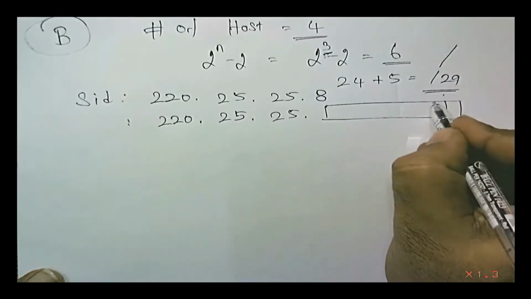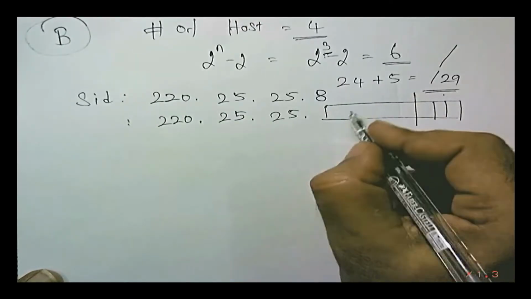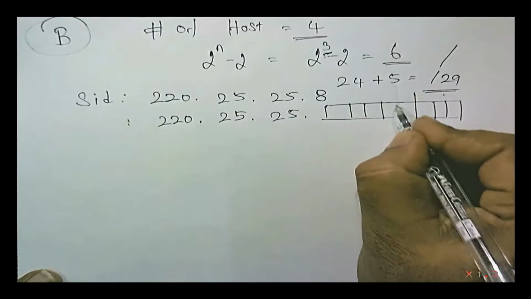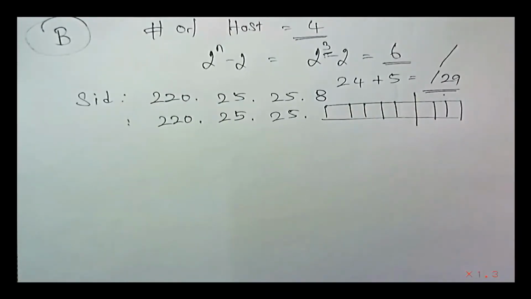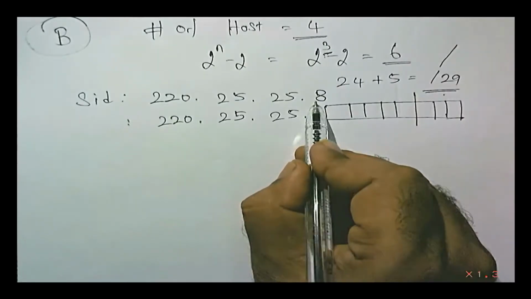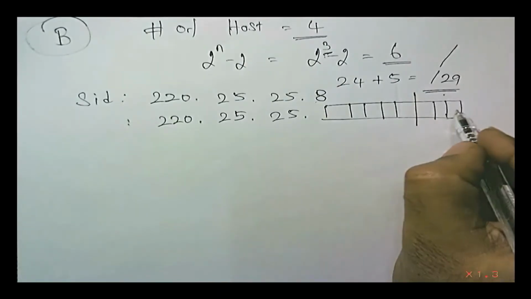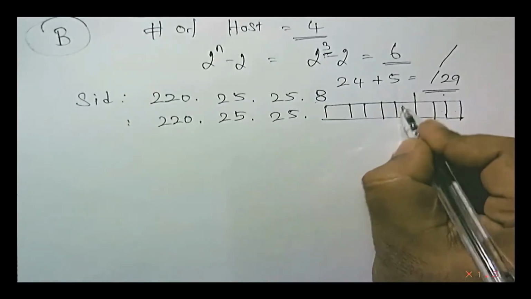So 1, 2, 3. 3 bits for the host is enough. The remaining 5 bits, 1, 2, 3, 4, 5. So 5 bits is going to be in the network part. Now, already we have an 8 here. So this 8 we have to maintain. So what is that? 1, 2, 4, 8. So this 8 we are going to maintain here.